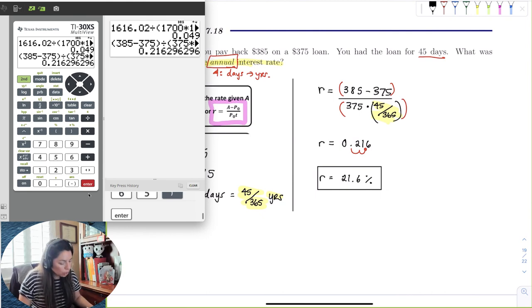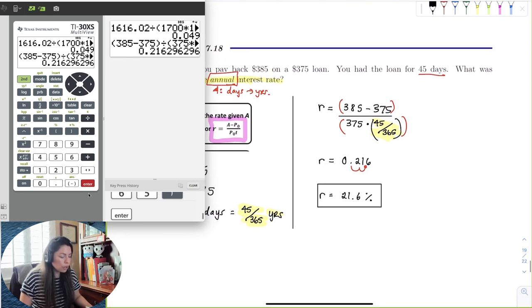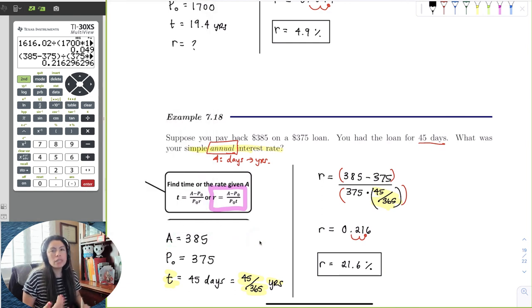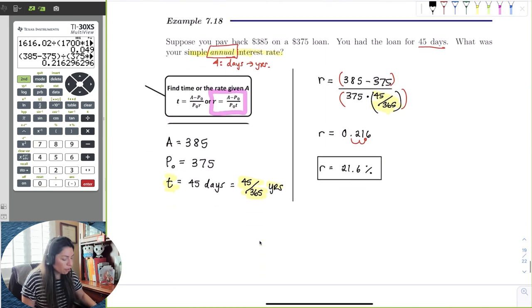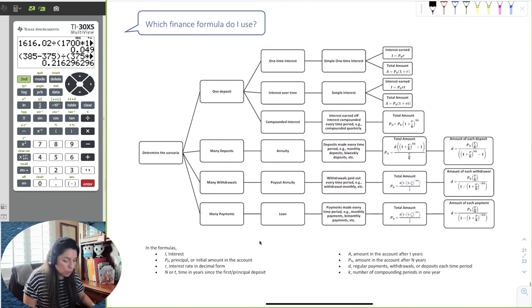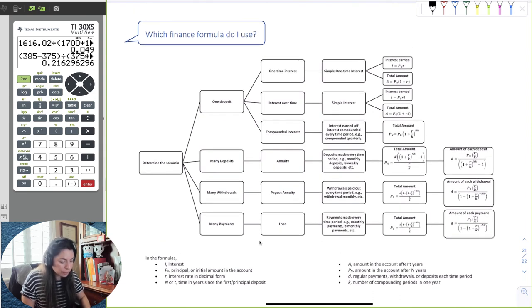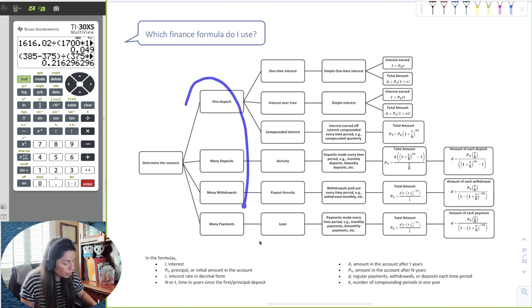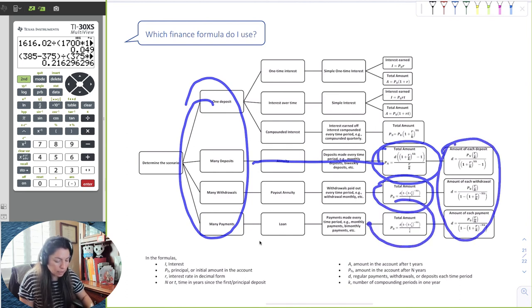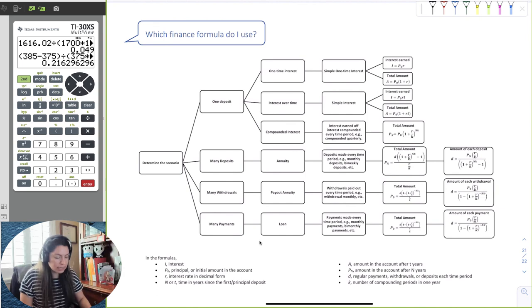Okay, so once again, the goal for this section and all the sections is always to determine the scenario. You're always going to determine whether it's one deposit, many payments, or many withdrawals. And please use this flow chart that's in the back of the chapter 7 folder, where it tells us each scenario, and it can give you the amounts or the payments or the withdrawals or the deposits, the D's, right? I have both there for you.